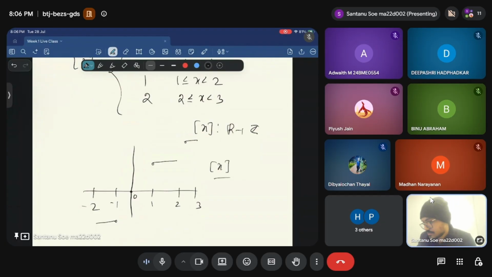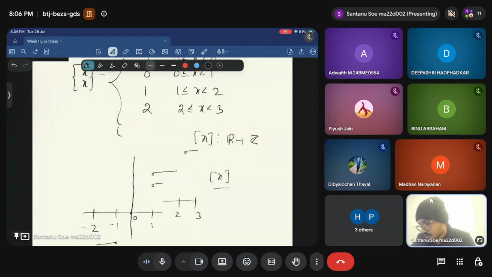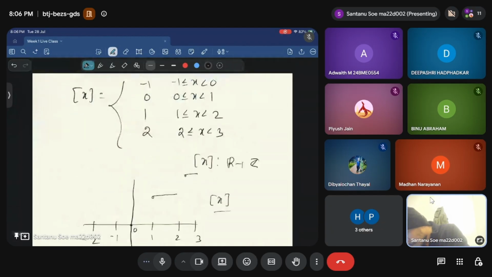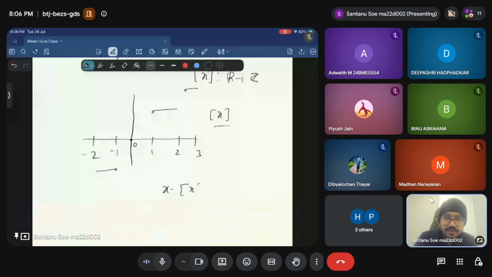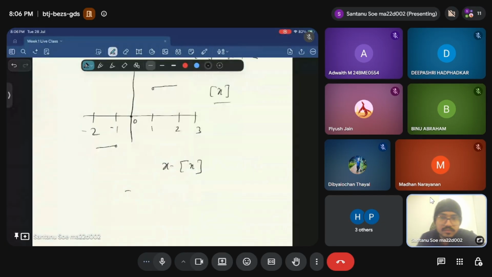So now let's come to the question. The function was defined like this: x minus box of x, correct? Now you notice one thing, that box function is always less than or equal to x. You have to see this fast, because box function is always the leftmost integer, and since we are on the real number system, x will always be greater than or equal to box of x, correct?